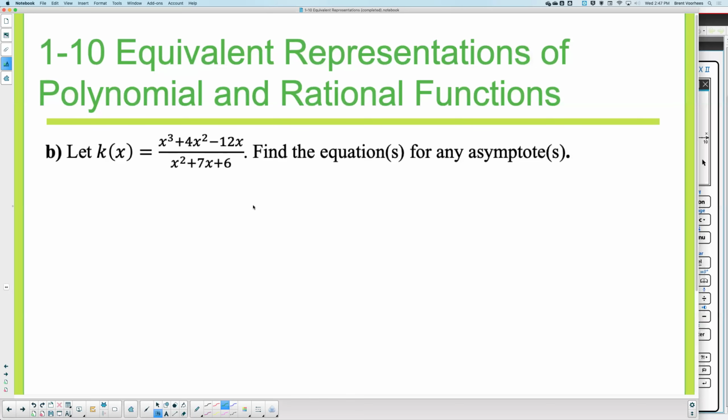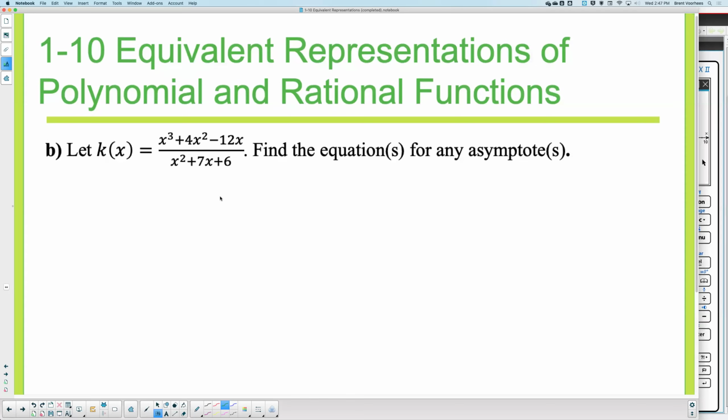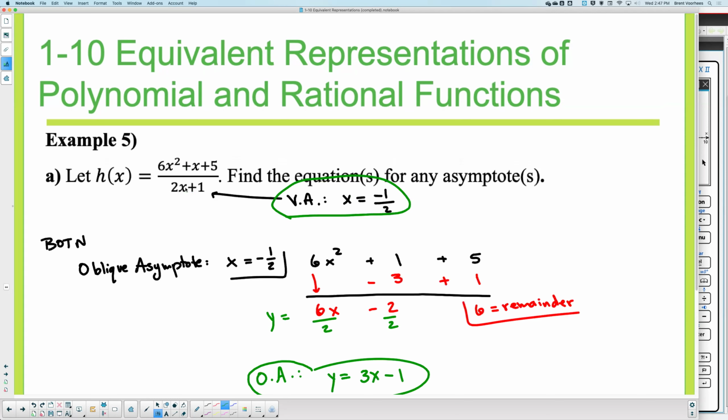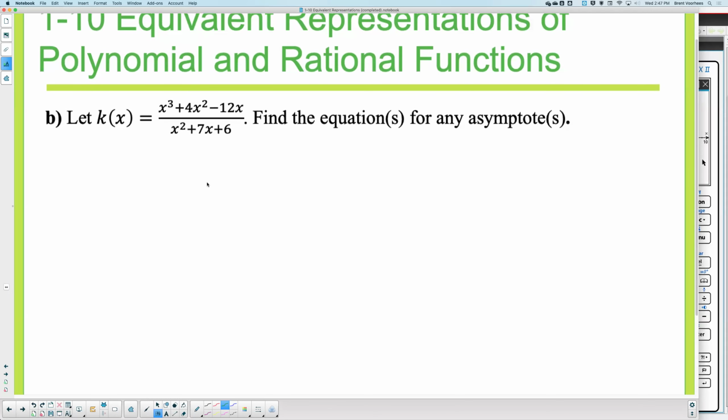All right, and our last example to look at here. One more time, if we want to find equations for any asymptotes, the thing to do is to try to factor it first. I didn't even factor this last one. I kind of recognized that nothing was going to cancel out. But if you were to factor, here's what you would learn. So I'm going to factor both the numerator and denominator.